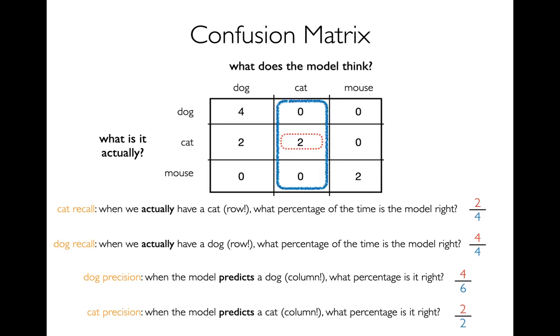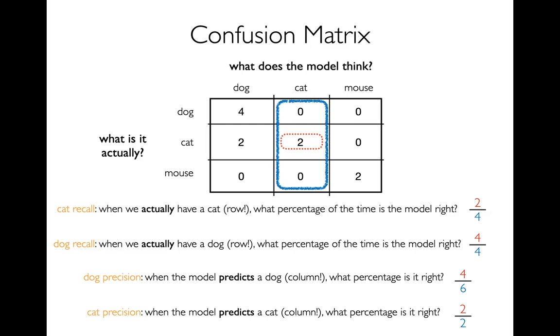And then similarly for cat precision, we're dividing cat by that cat column. We see that there's perfect precision here. And hopefully what you can see is that they're making different kinds of mistakes, right? For the cat, we're great on precision, but we have a recall problem. For the dog, it's the opposite. We have perfect recall, but poor precision.